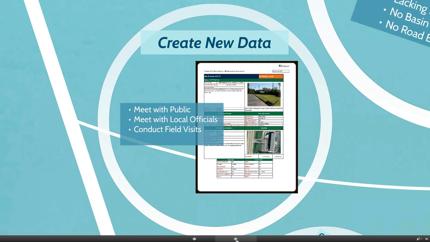So you can really learn a lot just by meeting first with the local officials, whether that be the road crew, the town manager, or the public works director, and understand what the priority focus areas for the town are.